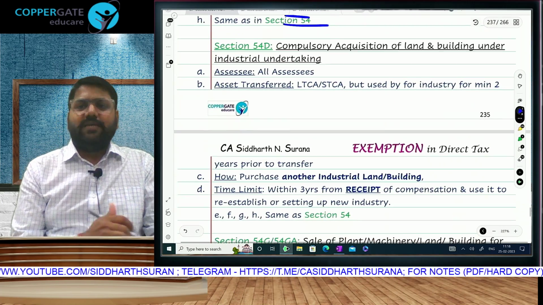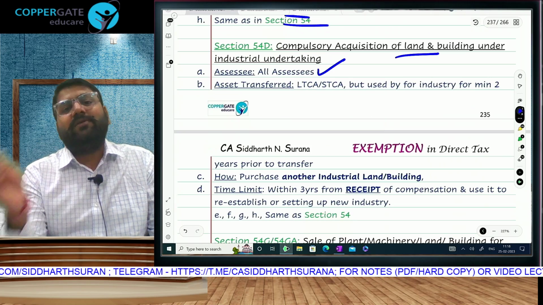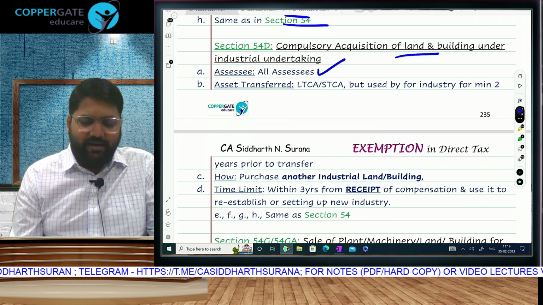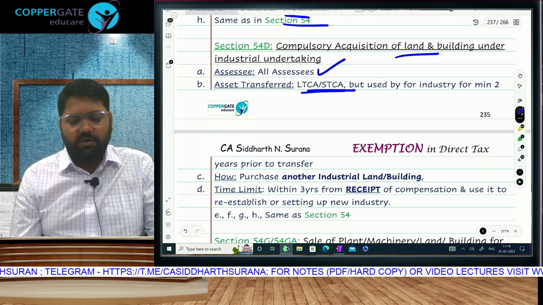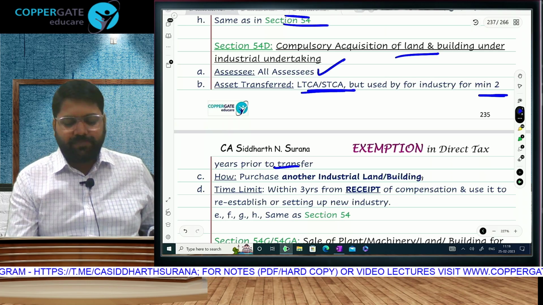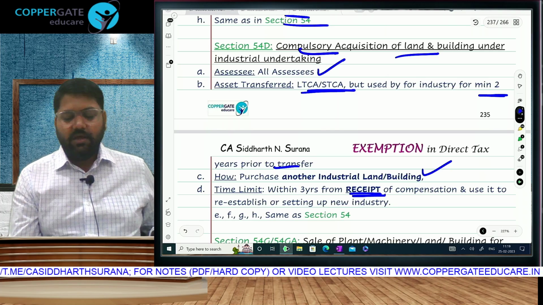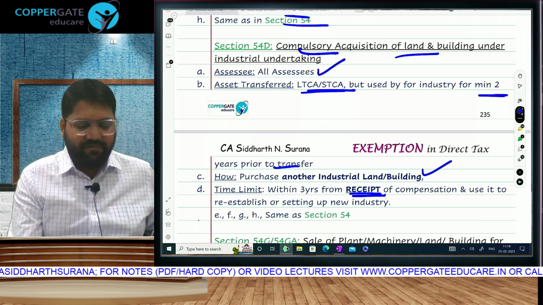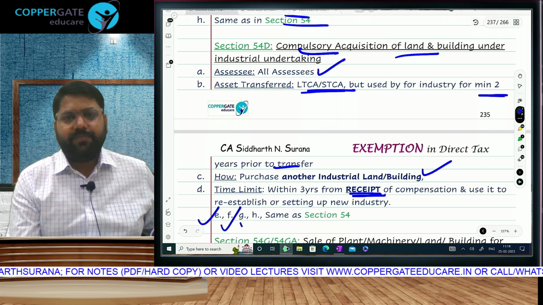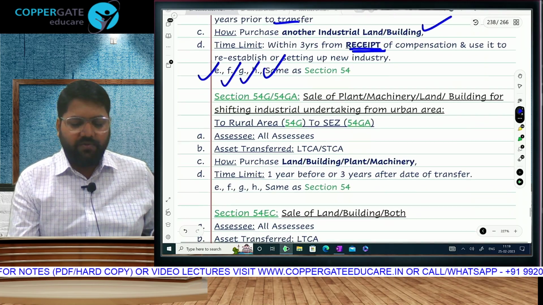Compulsory acquisition of land and building, if the government has done it. So all assessees can use that money to acquire another industrial land and building, whether it is long-term gain or short-term gain. But the industry should have been run for a minimum of 2 years. Purchase another industrial land and building within 3 years from receipt, because this is compulsory acquisition. Everything, the quantum, the lock-in period, contravention of lock-in period, and the capital gain deposit account scheme, is the same as 54.